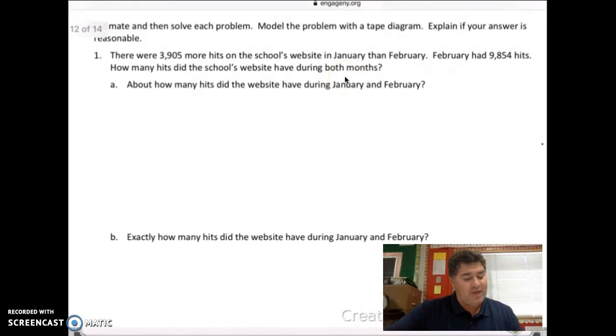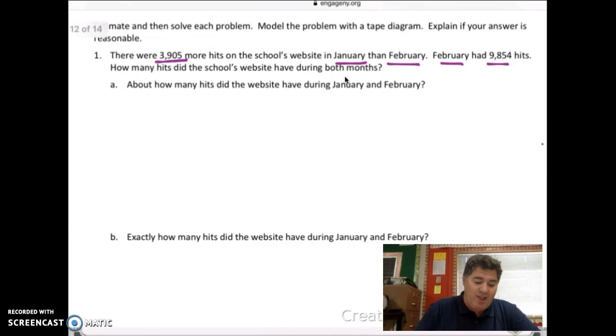Okay, so the way we're going to do that is through a tape diagram, and so we've got the two numbers. Oops, I'm sorry, let me get that off of there. There were 3,905 more hits on the school website in January than February. February had 9,854 hits. So we're going to figure that out. How many did the whole school website get during both months?